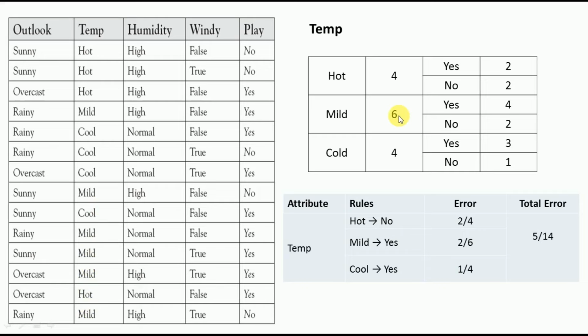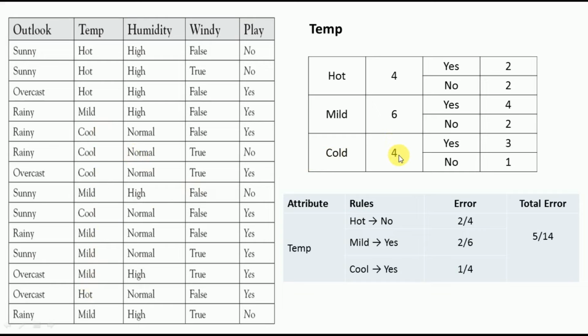Okay, so we need to count how many number of times mild is appearing. That is 1, 2, 3, 4, 5 and 6. So it is appearing 6 number of times here. And then how many number of times is cool appearing? So 1, 2, 3, 4. Cool or cold, you can write it over here. And it is appearing 4 number of times here.